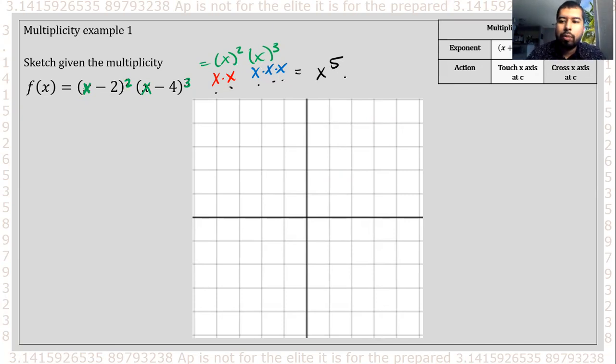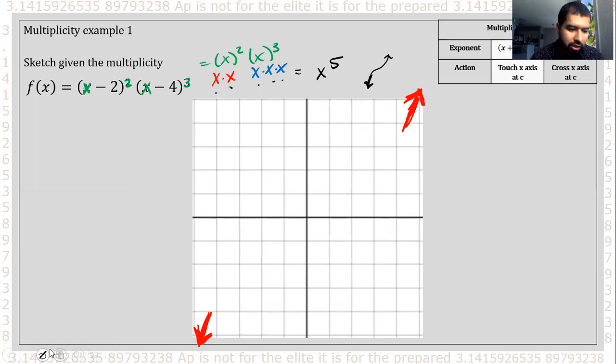So what am I trying to say here? Well, the parent function is x to the fifth, meaning that it looks like an odd function, so it's going to look like a little ballerina dancer, right? Little left hand down, right hand up. Okay, so I'm going to draw that: my right hand up, and my left hand down. So this is the end behavior. No matter what my function does, it's going to end up this way.